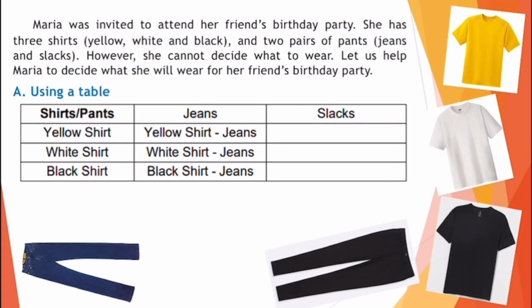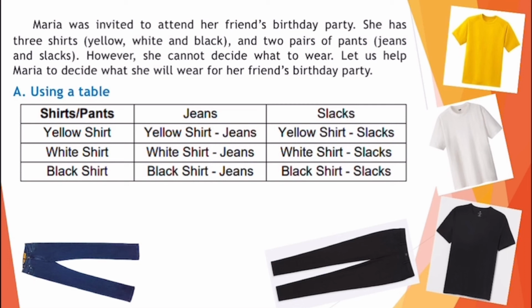If we have yellow shirt and slack pants, we have yellow shirt and slacks. Next, if we have white shirt and slack pants, we have white shirt slacks. Next, if we have black shirt and slack pants, we have black shirt slacks.